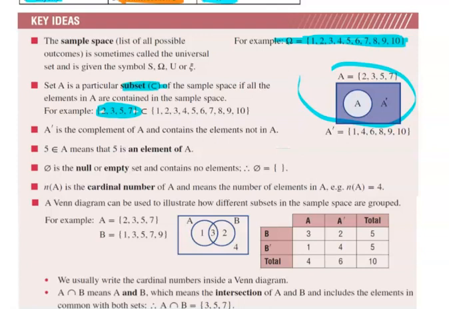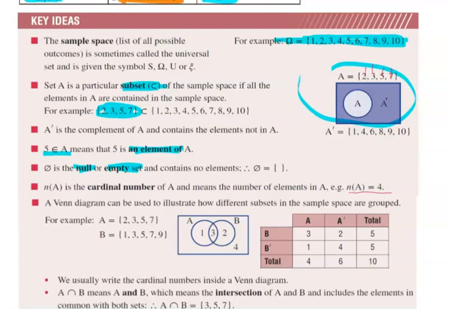5, this elongated E, means that 5 is an element of A, and 0 with a dash through it is the null set or an empty set, and it contains no elements. n(A) is the cardinal number of A, so it means the number of elements in A. Up here we've got 2, 3, 5, and 7, so there are 4 elements in A.